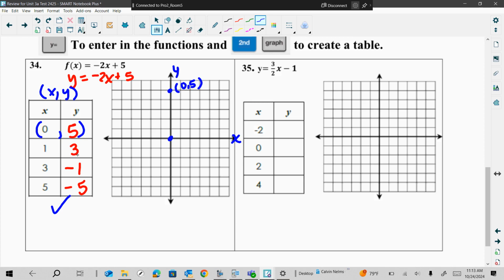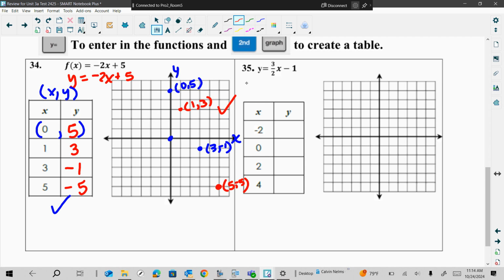So if I'm doing the next point, which is 1, 3, that's to the right 1 and then up 3. 3, negative 1, that's to the right 3 and down 1. And then 5, negative 5, 5 to the right and down 5. And that's the second part. Are we okay on tables and graphs?